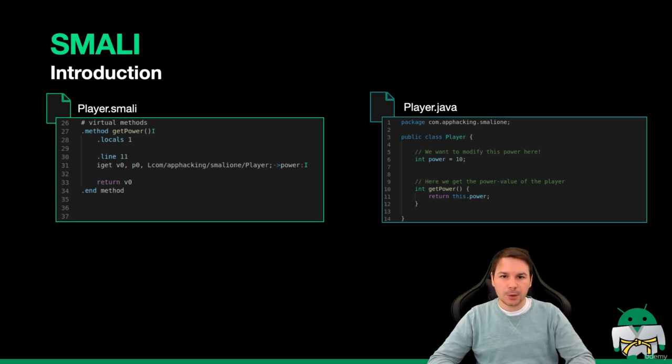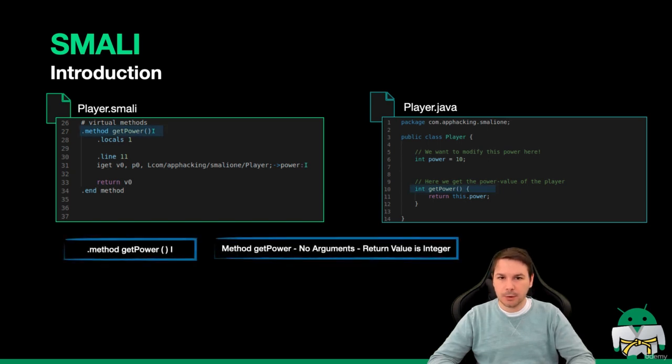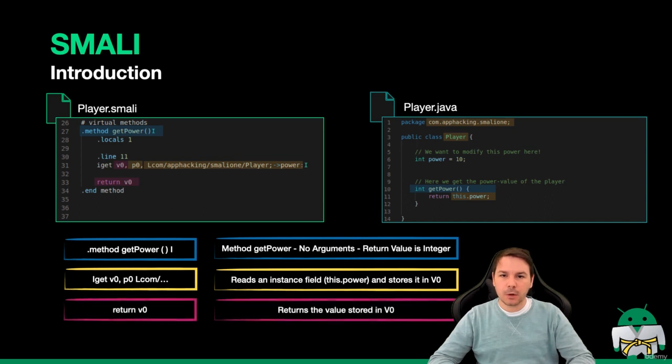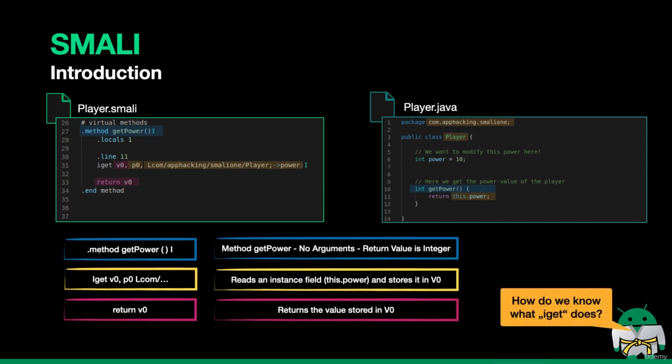So we have done our typical analysis. We have identified parameters and return values, in this case 0 parameters, return value integer. We have also learned more about the P0 object and why we do have a local register even if we do not have a local variable over there. Alright, what we did not learn is more about the iGet instruction. And the question of course is, what is this iGet instruction and what does it do? And how do I know that this one is taking the P0 value, storing it into V0?